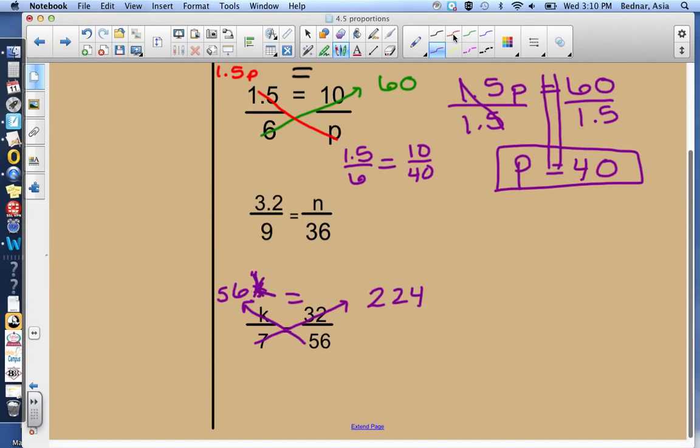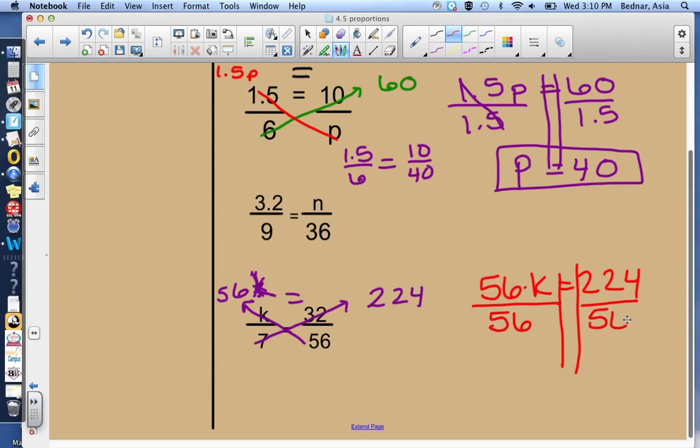Take this whole equation and write it off to the side. 56K equals 224. I'll have to use my railroad tracks. What am I solving for? K. What's bothering it? 56. How? They're multiplying. What's the inverse? Divide. So divide both sides by 56, and you will get an answer of 4.